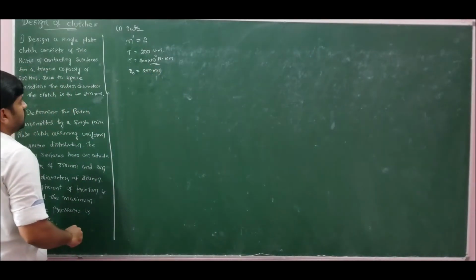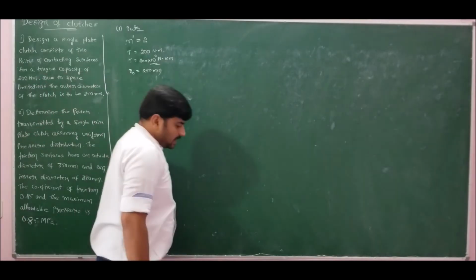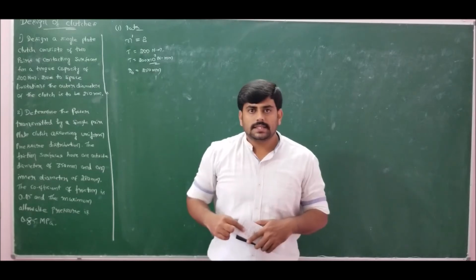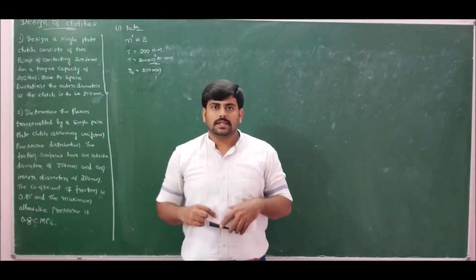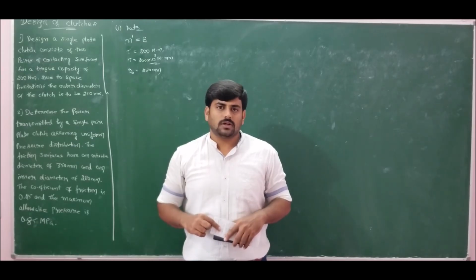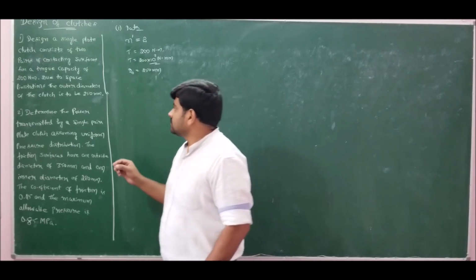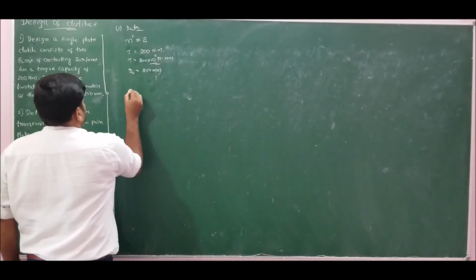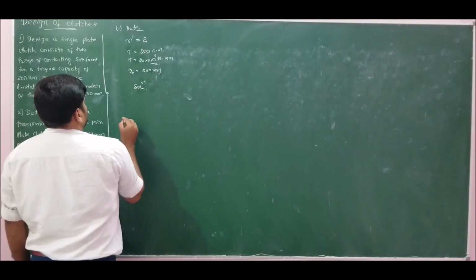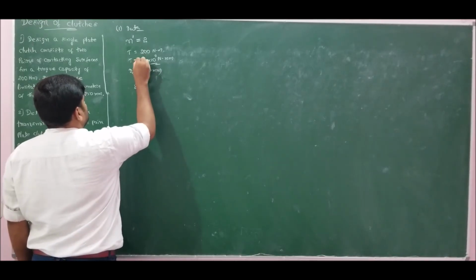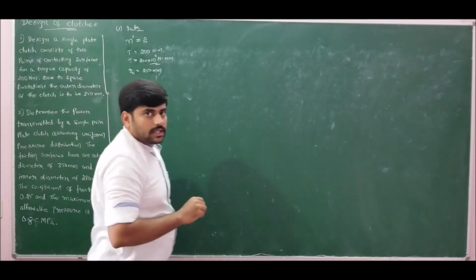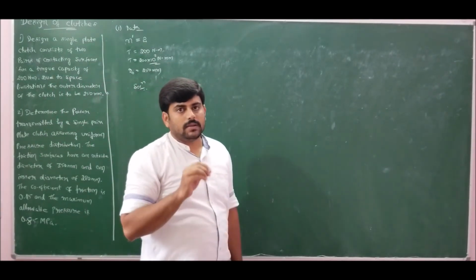Now we are asked to design this single plate clutch. In clutches, design means obtaining the dimensions, that is di and d naught, and determining the axial force and torque transmission. To determine this, the coefficient of friction has not been given. The torque expression contains the coefficient of friction. So the only table that we will be using in design of clutches is table number 13.4.